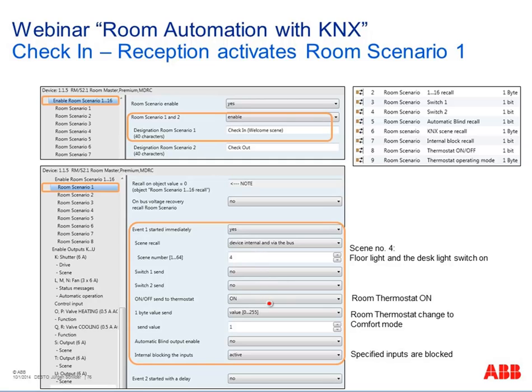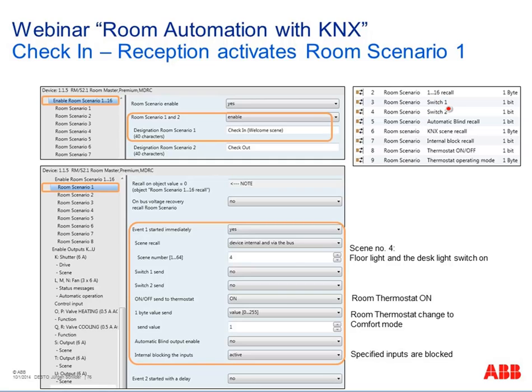Plus, for example, when we want to switch on the room thermostat, then we can write here room thermostat on and send the value. The value 1 means go to comfort mode. Value 2, for example, to standby. Number 3 to night mode and so on. These are all the settings which are sent to the KNX bus when we call our room scenario number 1. And here you can see the different communication objects.